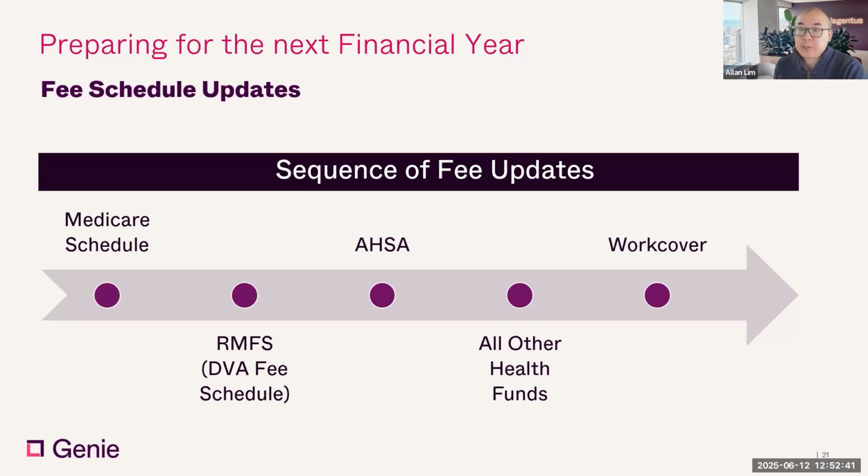The sequence of fees updates should be the Medicare schedule first, as this ensures that any new MBS codes are imported into the Genie system, followed by the DVA Department of Veteran Affairs fees, then AHSA, which covers the majority of your health funds, all other health funds such as Bupa, HCF, Medibank Private, NIB, and other smaller regional health funds, and finally, any work cover fees that may be required in your state.